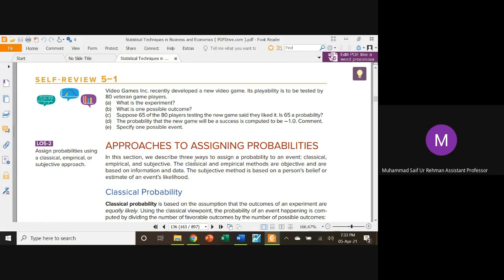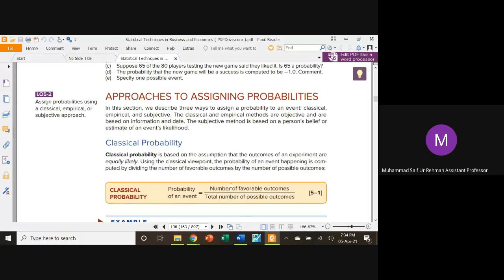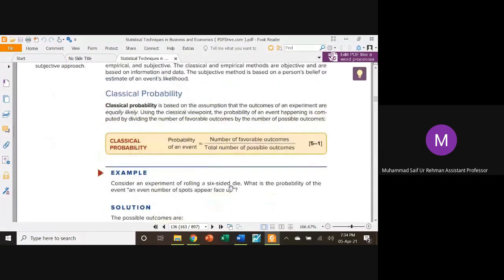Then approaches to assigning the probability. So basically there are three approaches: classical, empirical, and subjective. Classical and empirical basically come under the head that we call objective probability, and the remaining is subjective probability.